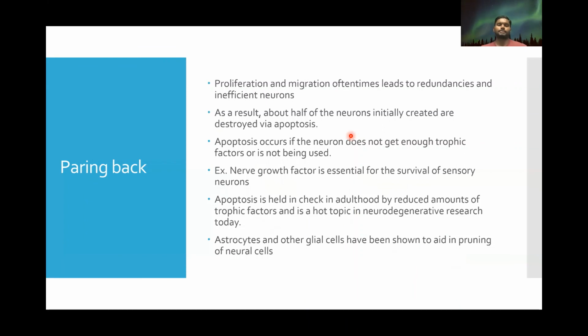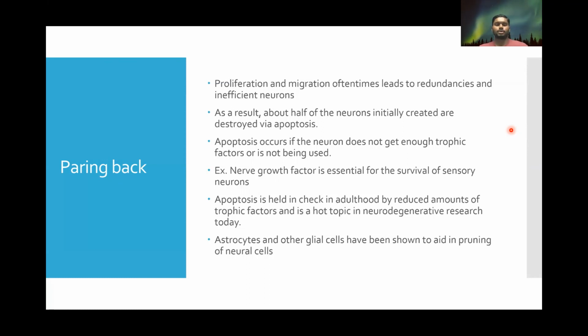Now, pairing back, right? So I've already talked a lot about proliferation and migration. However, this is a very complex process, right? With a lot of moving parts, a lot of neurons, and a lot of movement. Because of this, there naturally leads to a lot of redundancies and inefficient neurons. So as a result, through the pairing back or pruning process, about half of the neurons that are initially created are actually destroyed by apoptosis. And apoptosis is programmed cell death.